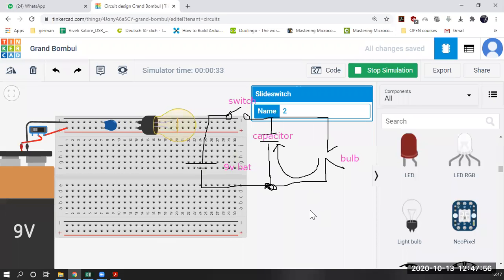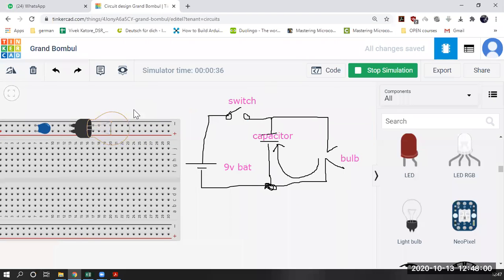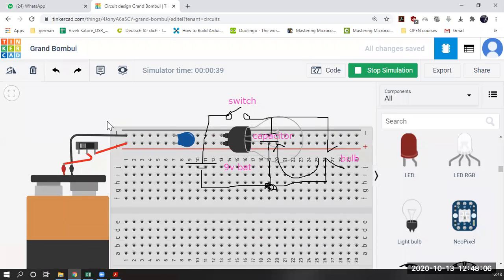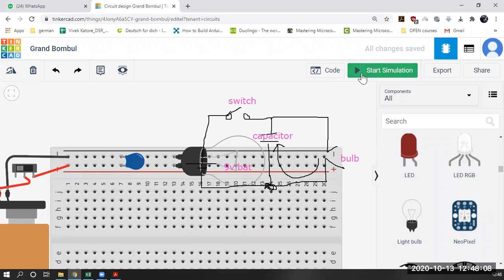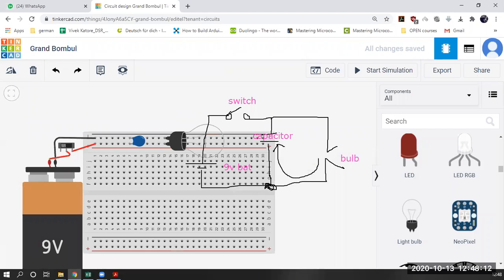And again, if you connect by looking at the circuit diagram, or by keeping the circuit diagram in your mind, you can create any kind of circuit. Okay, just like this. All right. So I hope you understood about the breadboards.